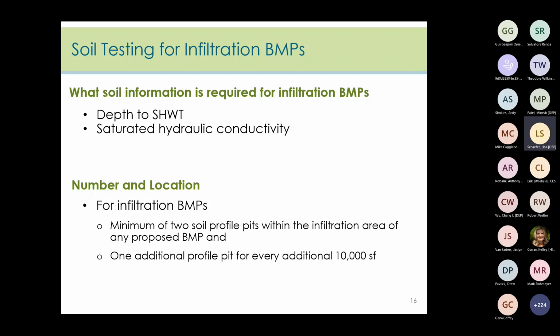Now, at least 1 test to establish soil hydraulic conductivity must be conducted for each soil profile pit. And to verify the location and numbers of the soil profile pits, you'll need to see a site plan depicting the locations of these soil profile pits that are within the infiltration area of the proposed BMP.